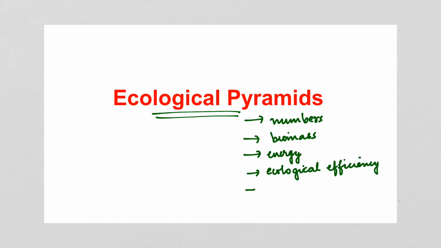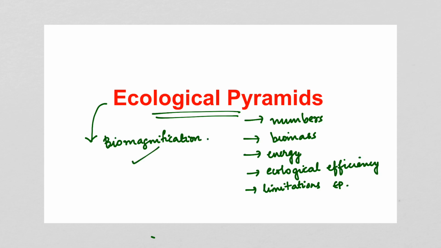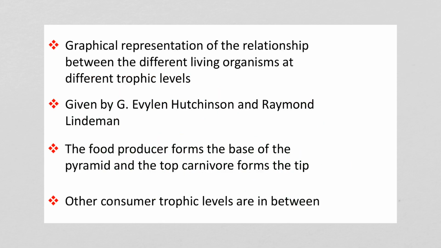then we will see what are the limitations of ecological pyramids. Then we will also be discussing pollutants and the trophic level, which is discussed in the concept of biomagnification. So here we will see what is bioaccumulation and what is the difference between bioaccumulation and biomagnification. So these are the topics that we are going to discuss. So let's begin. Now let's see what is an ecological pyramid.